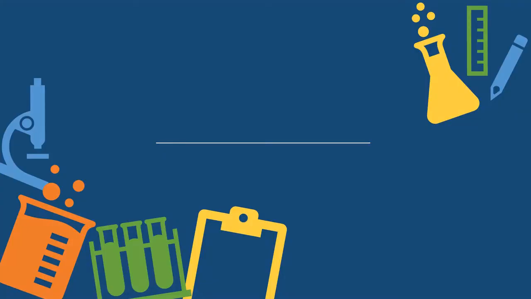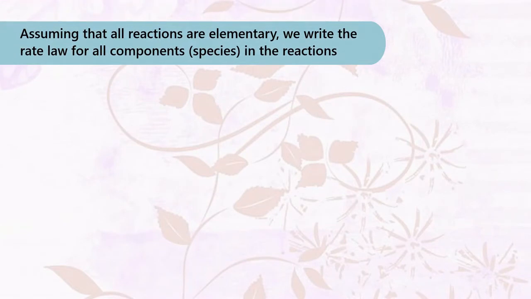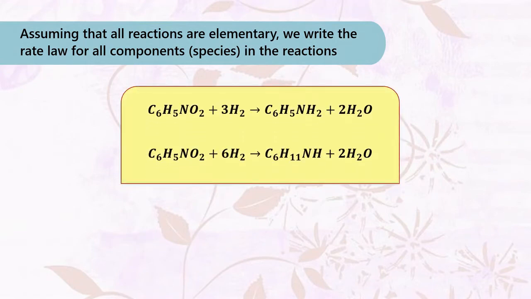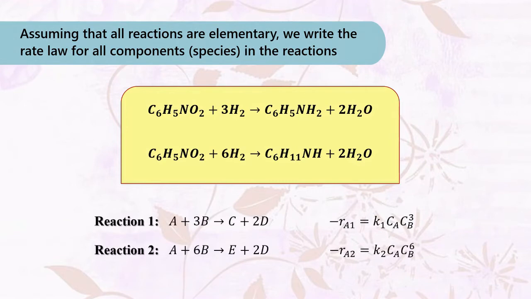We proceed to the multiple reaction. For the multiple reaction, assuming that all the reactions are elementary, we write the rate law for all component species in the reaction. There are two reactions that take place in the production of aniline. One reaction gives the desired product, which is aniline, and the other one is the production of cyclohexylamine, the undesired product. To make it easier for us to understand, we rewrite the chemical equation using the alphabet A, B, C, D, and E.